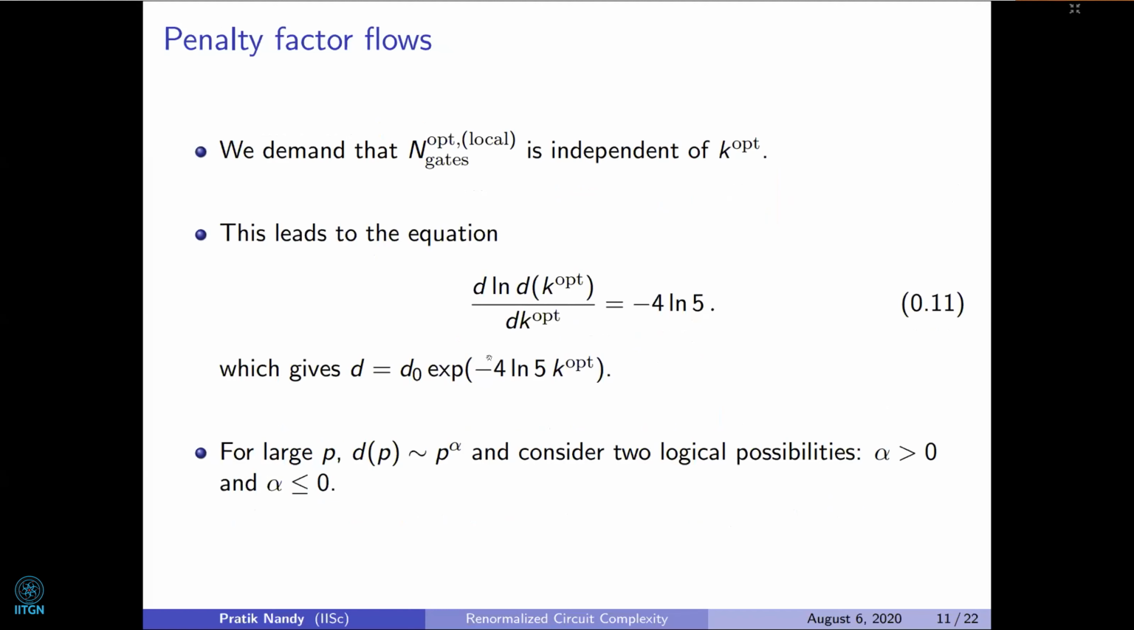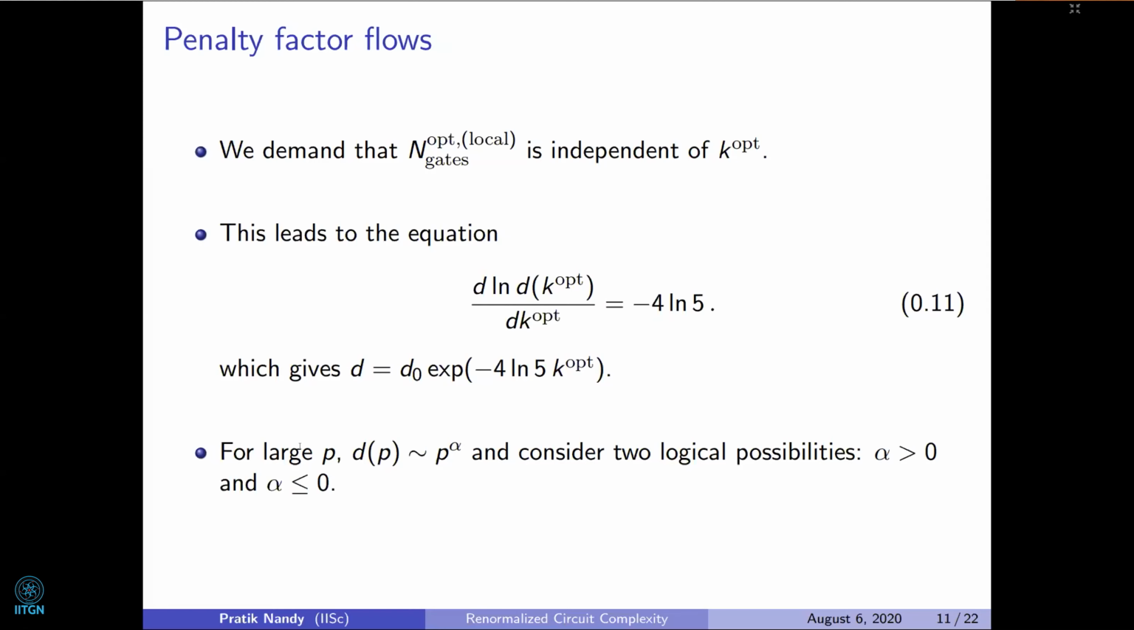But in general, d is also dependent on the penalty factor, because in the manifold we have also penalized some gates, and we get the geodesic distance. So there must be a complicated relationship between this geodesic distance and this penalty factor. A priori we don't know what the relation is, so it can be very hard to solve for an arbitrary relationship between d and p.